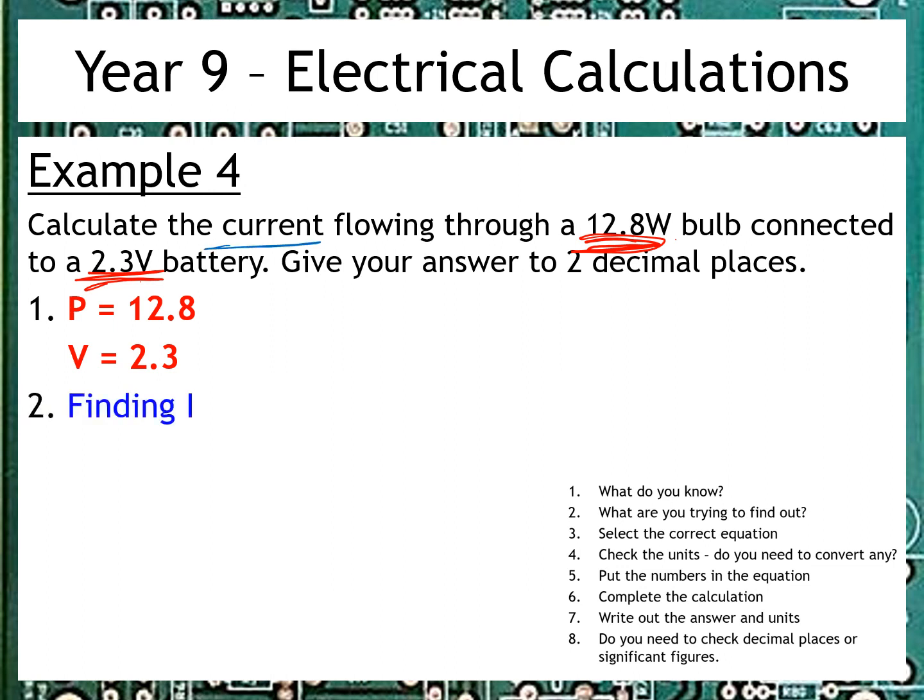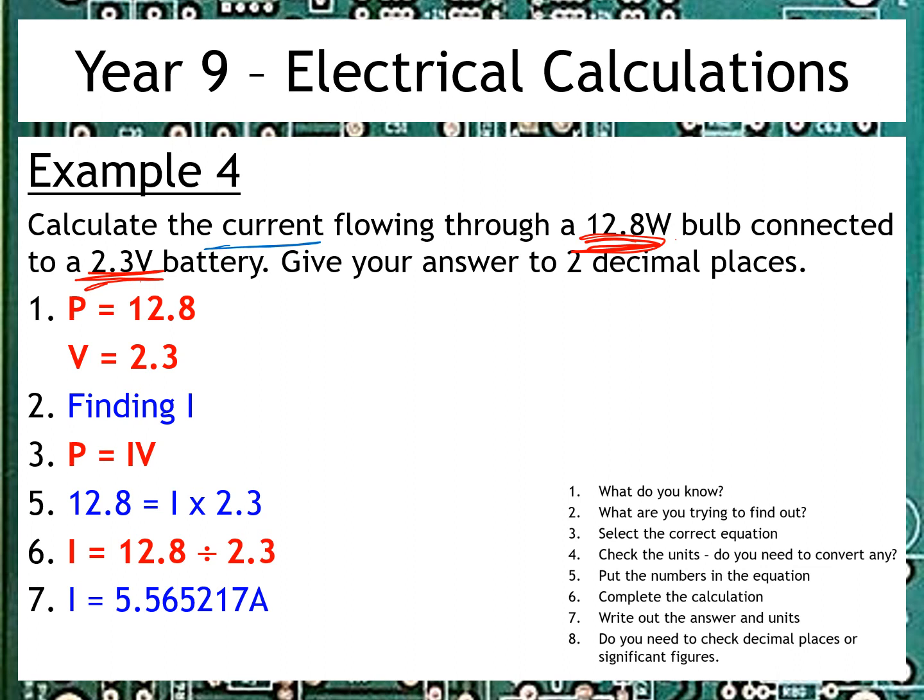So we need an equation which has all of those things in. P equals V times I is going to be the correct equation. The units are fine. We've got standard units, so we're going to stick the numbers straight in. Having put the numbers in, we rearrange to do the calculation. And then finally, we're going to write out the answer with the units.